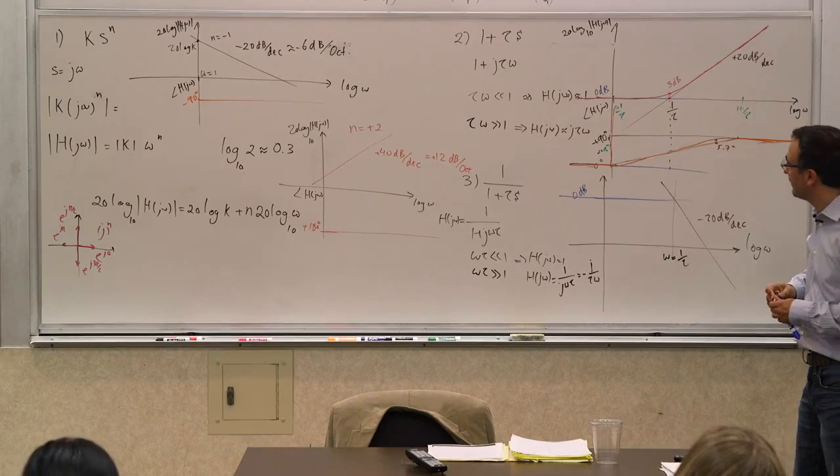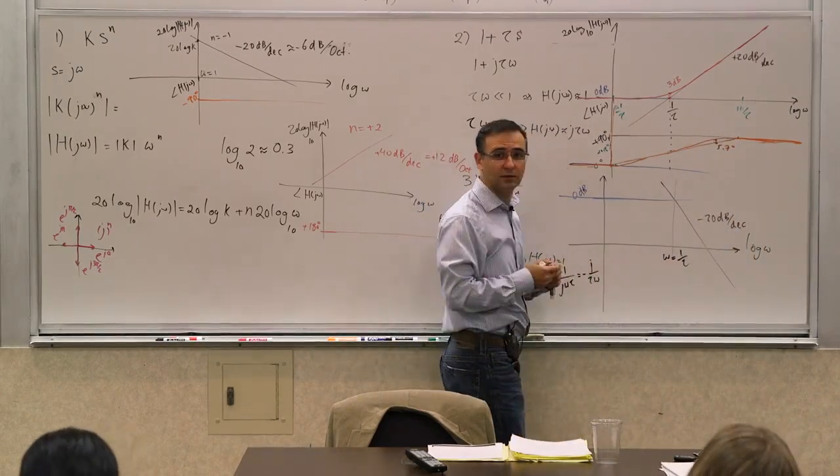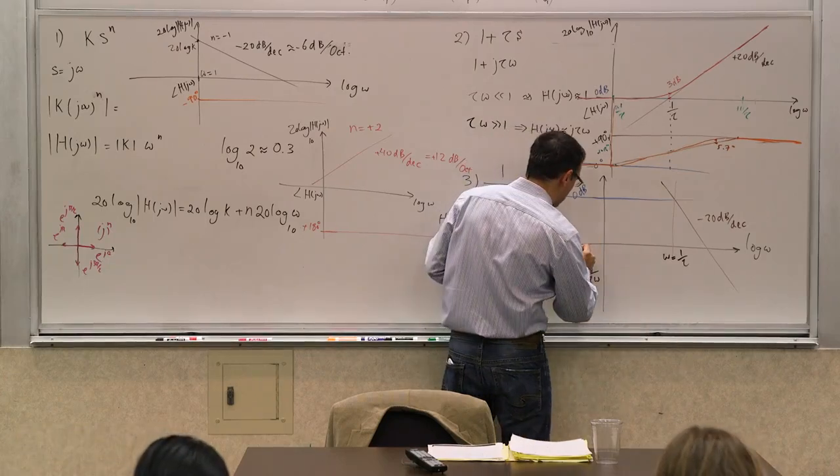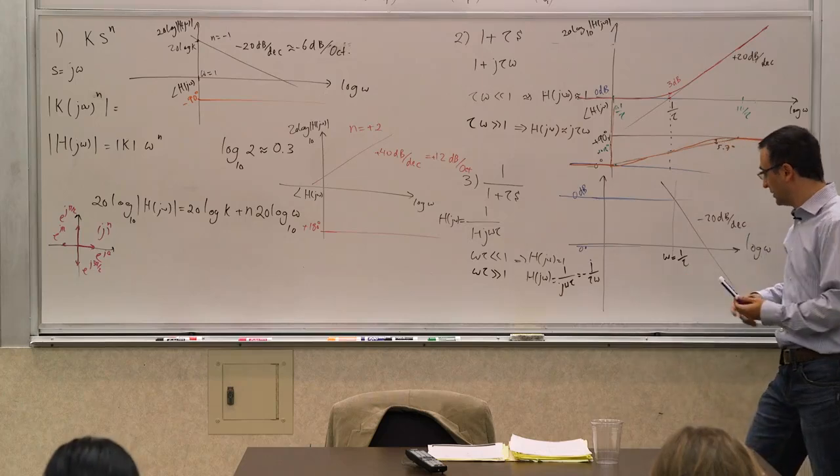How about the phases? What is the phase associated with the first one? The blue one. 0 degrees, right? This is 0 degrees. And what's the phase associated with the brown one?